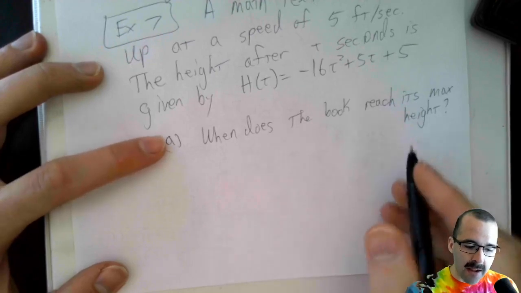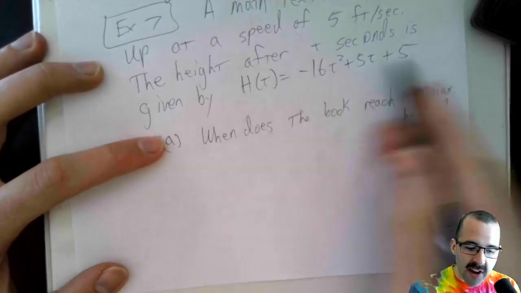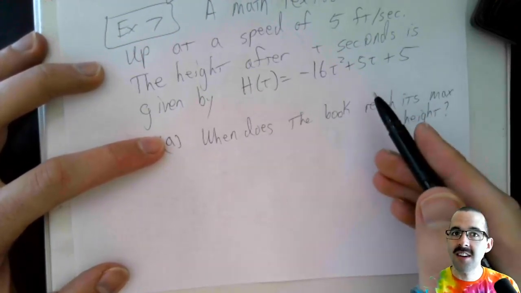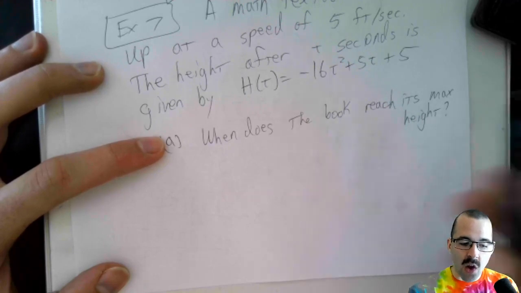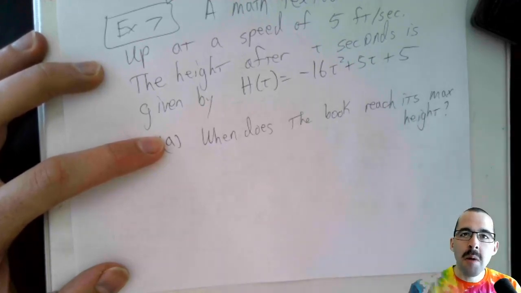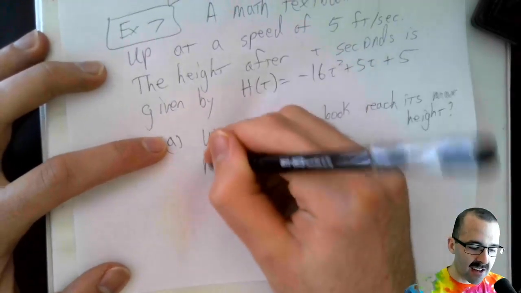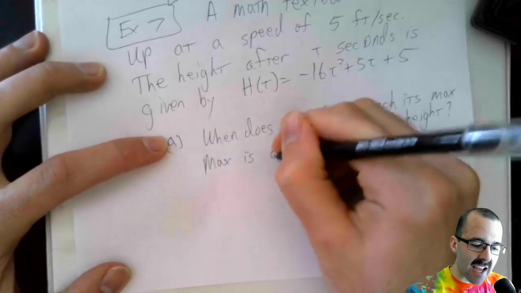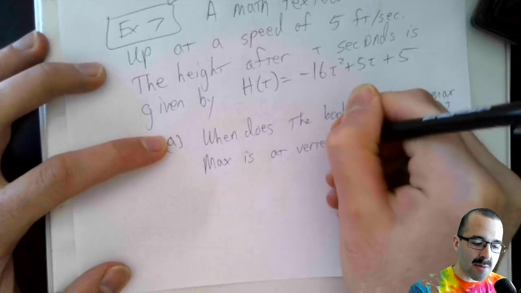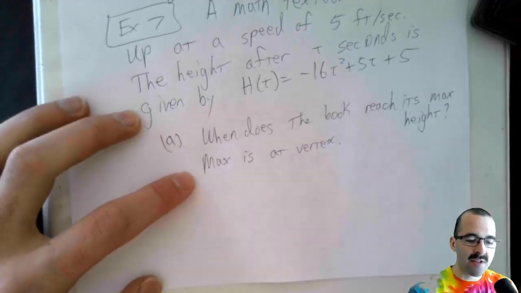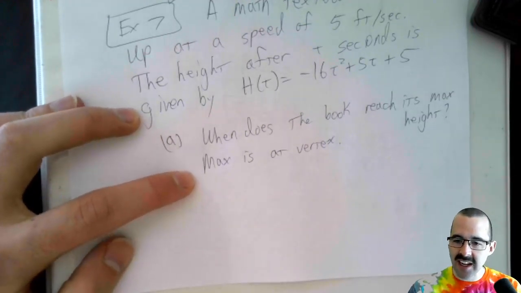Okay? We got to finish this section in the next 8 minutes. All right? So, max height. Quadratic function. When does it reach the max height? Maximum is at the vertex. Okay? Max is at the vertex. So just like before, we need to find the equation for the axis of symmetry so we can find the vertex.